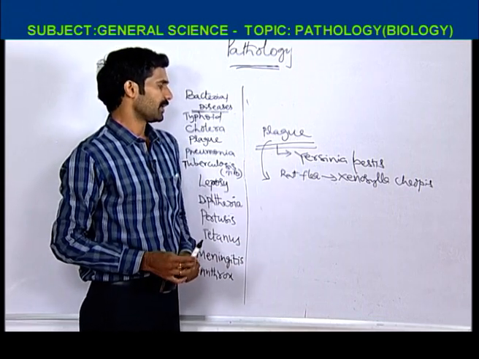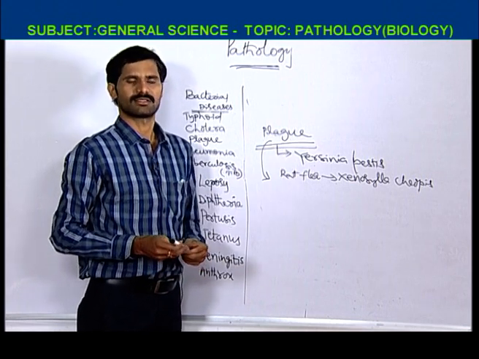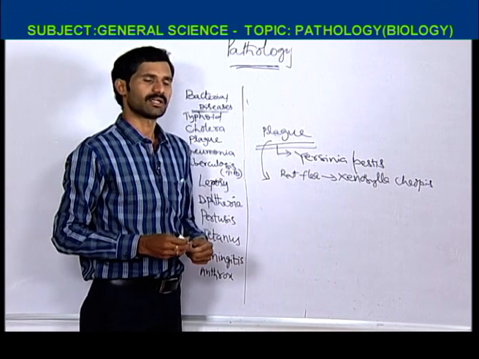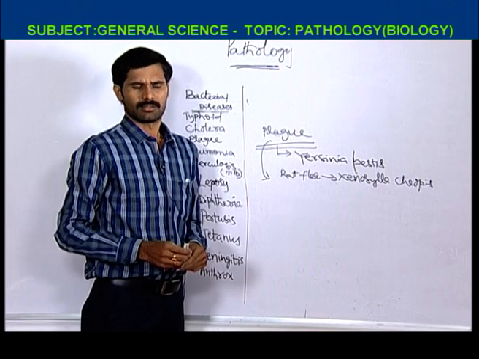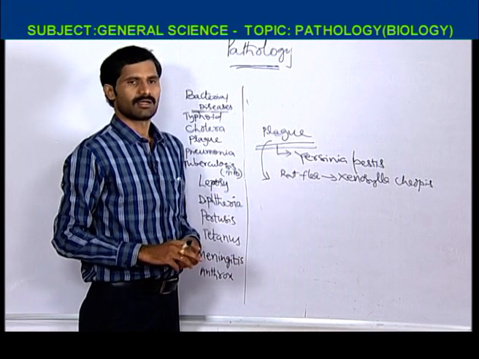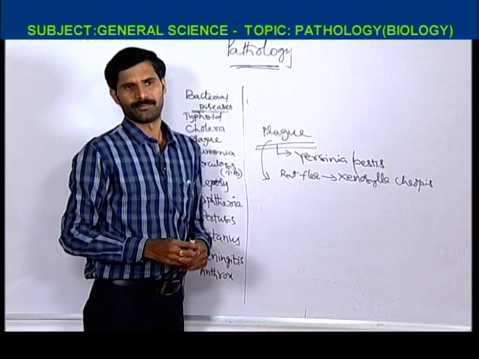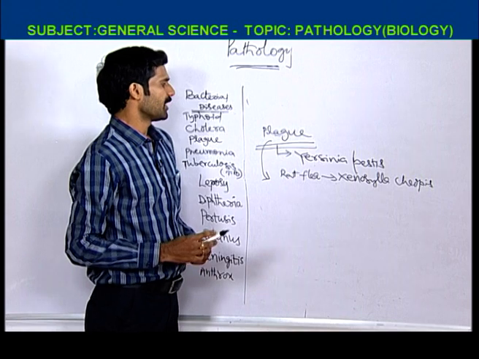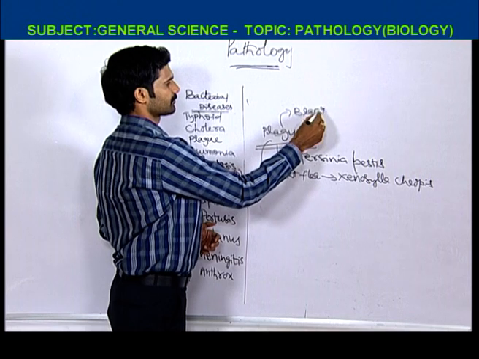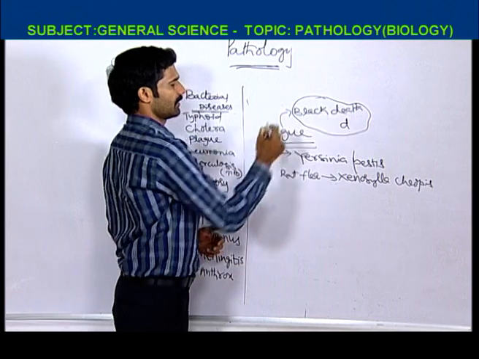This plague is a dangerous disease that in the 16th and 17th centuries killed millions of people. In the treatment of this disease, we use an antibiotic, namely tetracycline. And plague is also known as Black Death disease. Very important from the examination point of view.